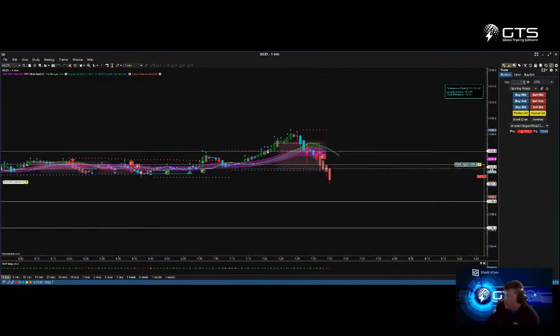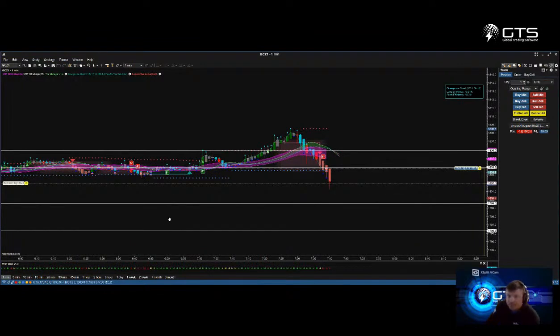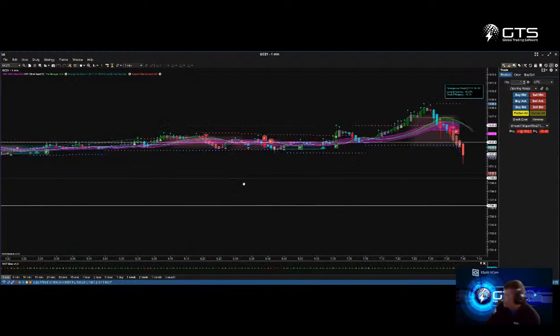Hey, we just broke that support. Selling one. Let's see what we can do here. Selling one on the short side. Oh, I got the wrong thing up. Boom. Selling one on the short side. We're going to hold it and see what happens here.